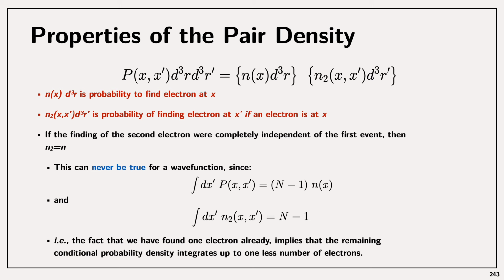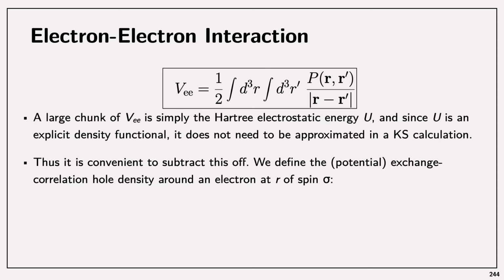And I really ask you, if you have trouble with this slide, pause it and think about it. The most important result on this slide is the last integral, to convince yourself. And again, n2 of x prime is the probability of finding an electron at x prime if there is one at x. That's the most important one. Now, we're almost there. The electron-electron interaction, this is the equation I showed you before. It's an exact equation.